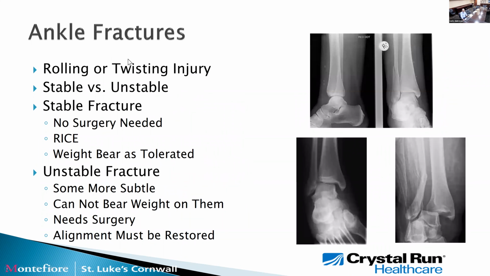So next on the spectrum is ankle fracture. So again, you can either have a rolling or twisting injury. When we look at ankle fractures, we're really classifying them as either stable or unstable fractures. So what does that mean?